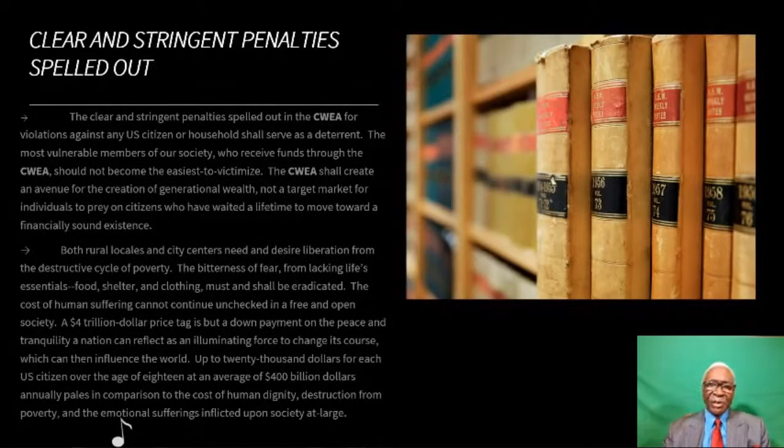Clear and stringent penalties are spelled out in the CWE Act. The clear and stringent penalties spelled out in the CWE Act for violations against any U.S. citizen or the household of U.S. citizens shall serve as a deterrent.